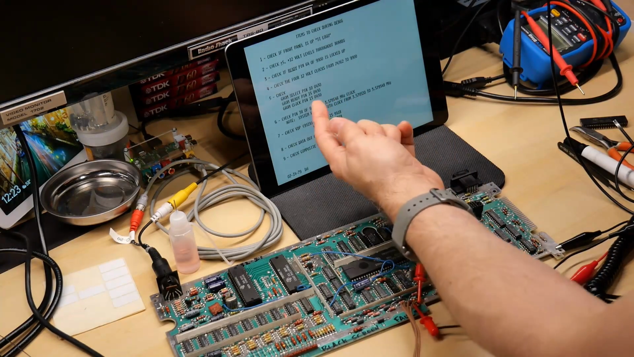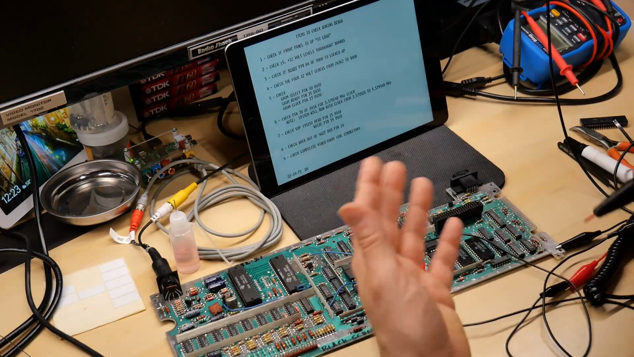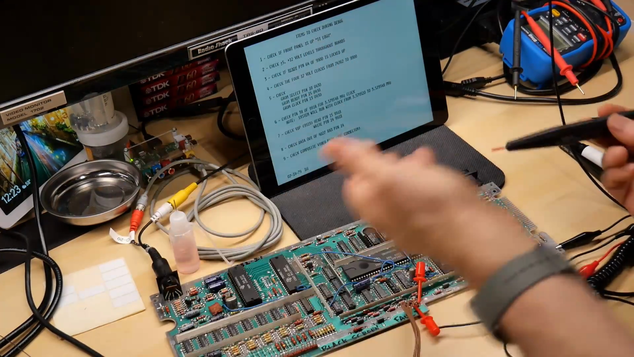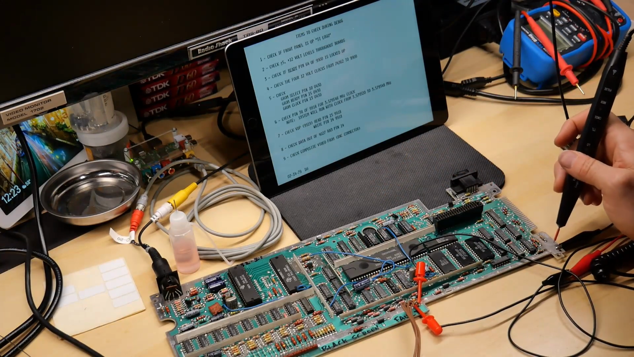Now, it's vague about what I'm looking for. It just says check select, ready, and clock. I guess clock should be pulsing. Ready and select are doing something. I don't know. So let me just test those out with this probe, and we'll start there.